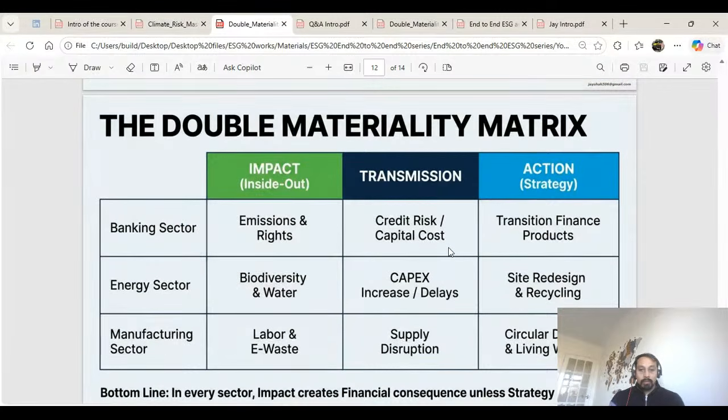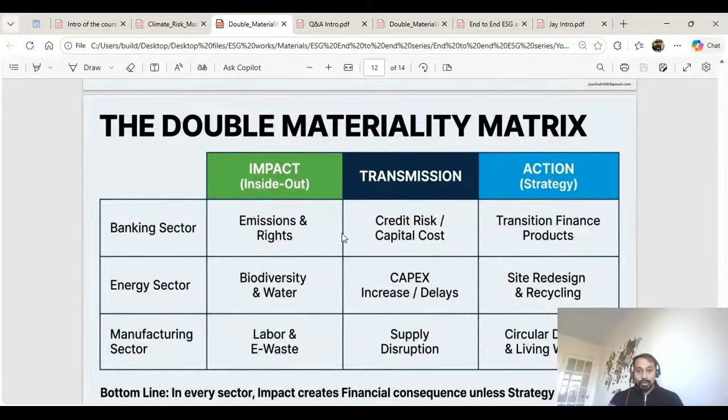So overall, we have seen three case studies for the banking, energy, and manufacturing sectors. For those, the inside-out impacts are emissions and rights, biodiversity and water, and labor and e-waste. The transmissions mean the impact of all this that we have calculated for the inside-out, and this is all qualitative.